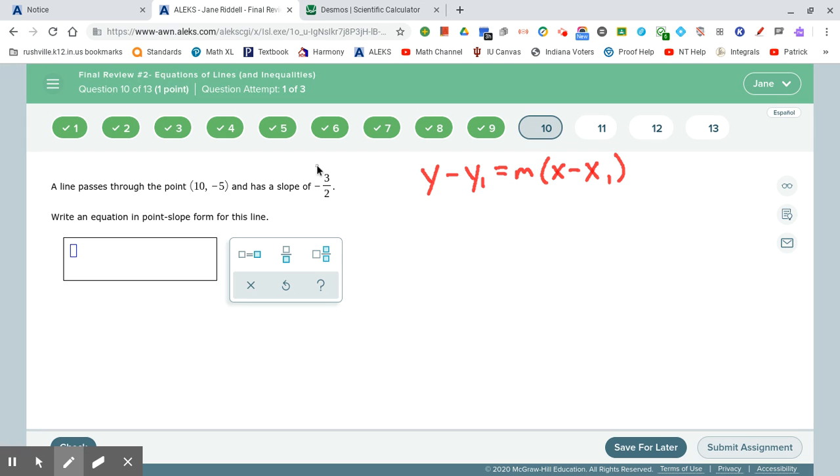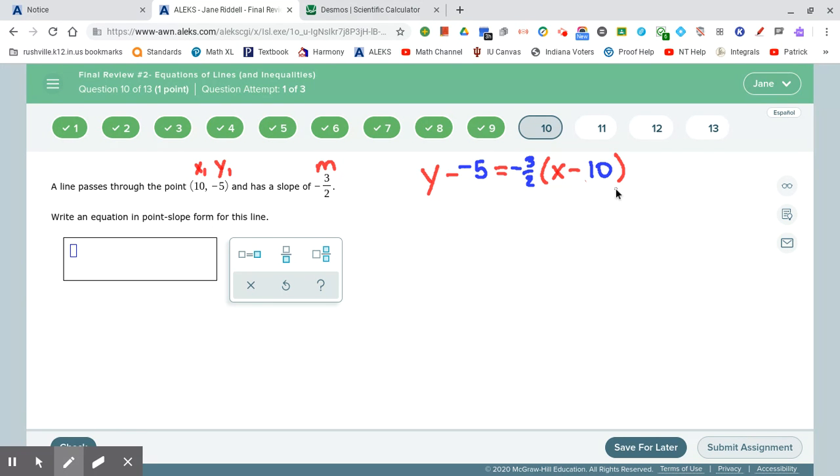So my slope, that's the m. That's the letter m that we use because it tells you how to move. And then this is an ordered pair, so we're going to label this one as x and y. And this is our first ordered pair, so we're going to label it as x1, y1. So over here, I'm going to erase my m, and I'm going to replace it with what I identified as m over here, which is negative 3 over 2. And then I'm going to erase my x1, and I'm going to replace it with 10. And then I'm going to erase my y1, and I'm going to replace it with negative 5.